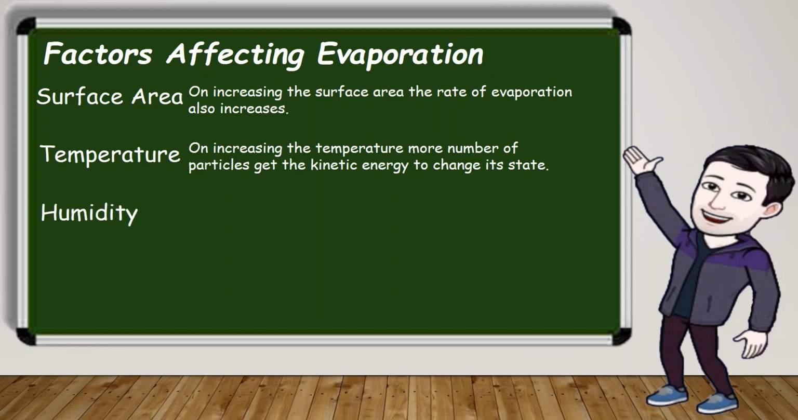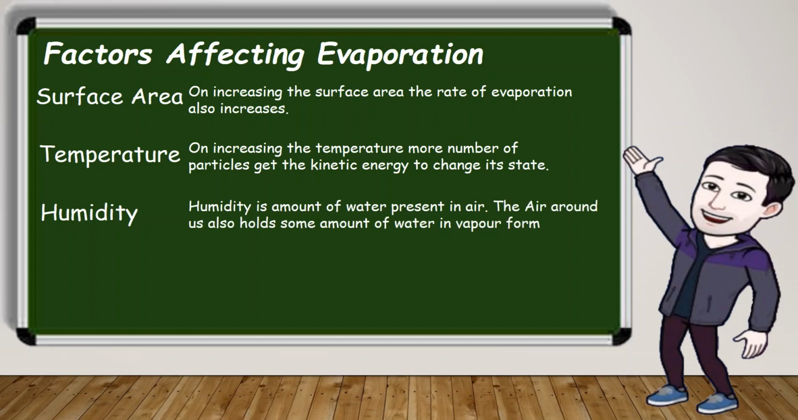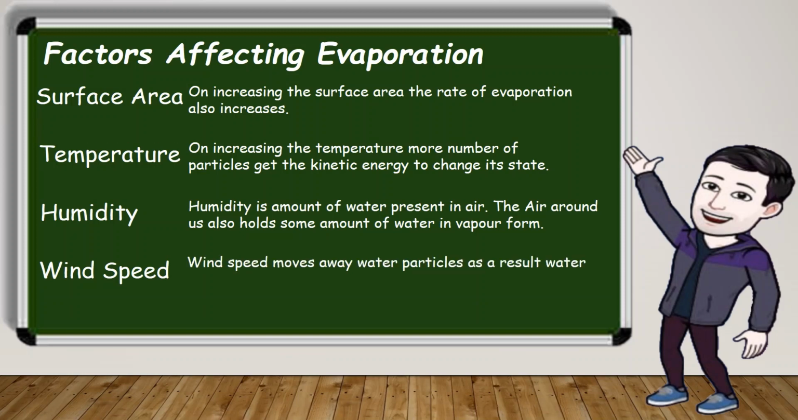Humidity in the atmosphere also plays an important role in affecting evaporation. Humidity is the amount of water present in air. The air around us also holds some amount of water in vapor form. So, if the amount of water is high, the rate of evaporation decreases. Now the last factor which affects evaporation is wind speed. Wind speed moves away water particles. As a result, water vapor in the surroundings decreases, and evaporation increases.